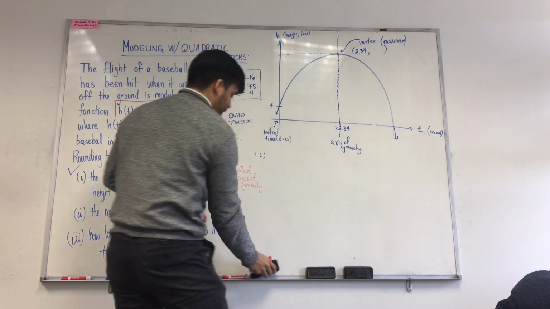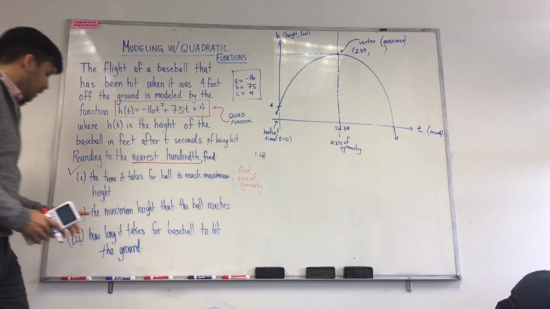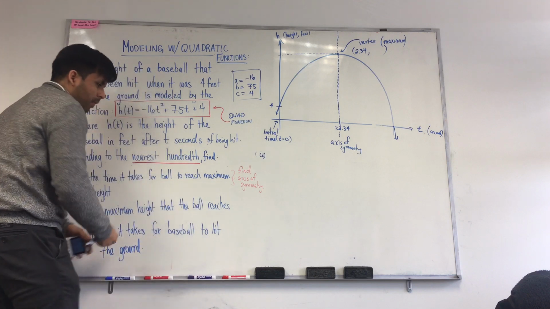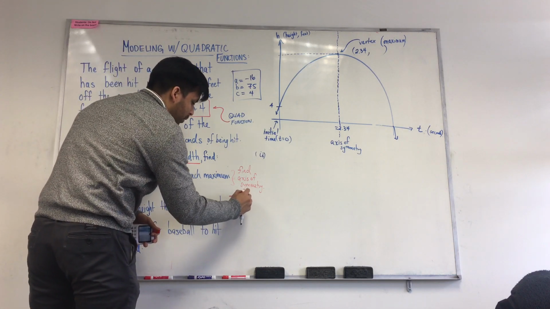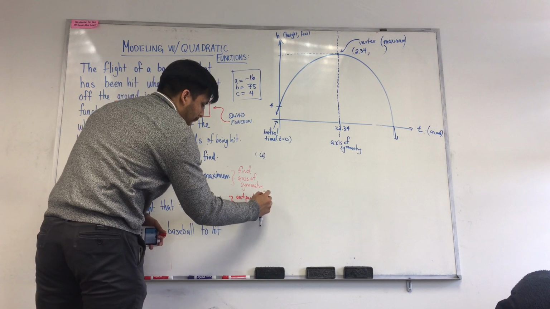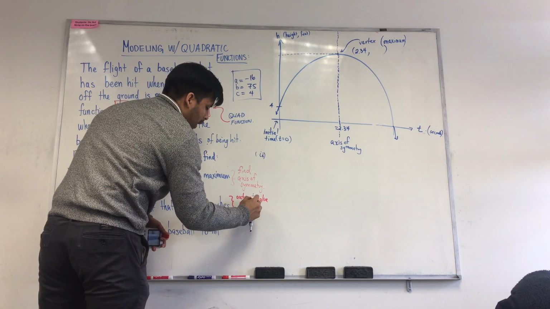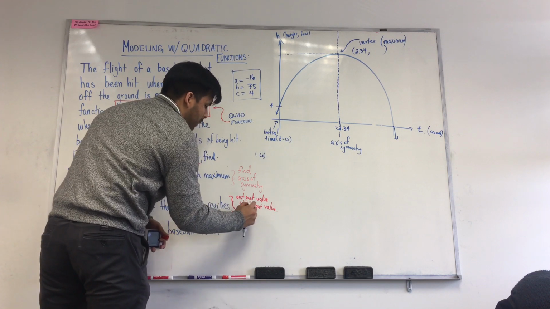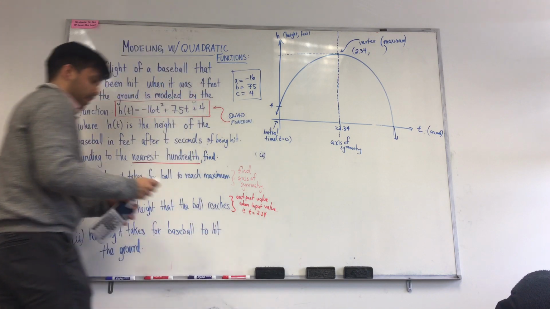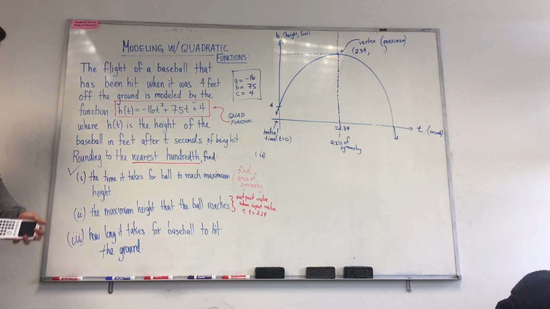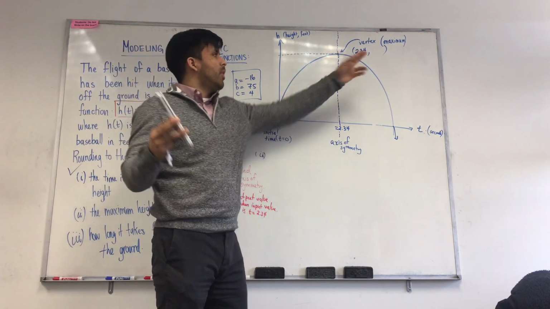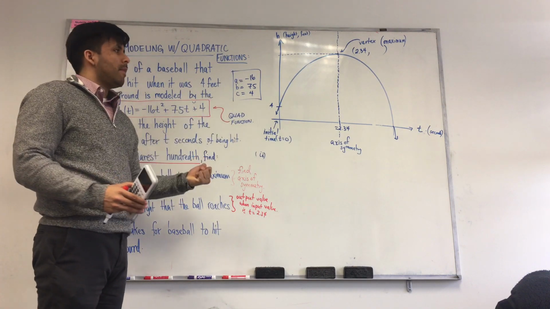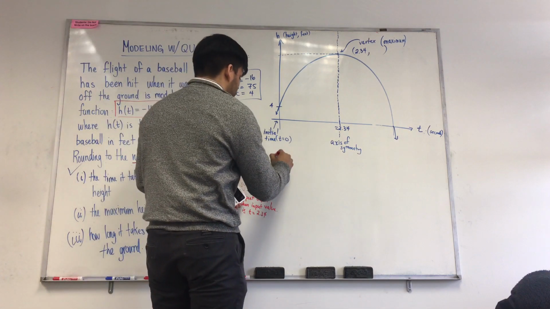Now part II is asking me to find the maximum height that the ball reaches. So in other words, I'm trying to look for the output value when the input value is t equals 2.34 seconds. That's what they're asking me. Basically, I'm trying to find the y coordinate of my vertex. So once I find the x coordinate, or in this case the t coordinate of my vertex, I just need to plug it into my function.